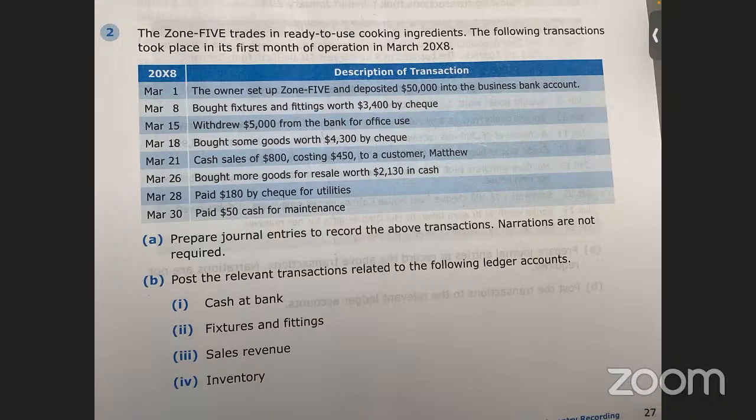Yeah. Now, the POA question will say, prepare the journal entry. Those are fancy words for you tell me what is debited and what's credited.